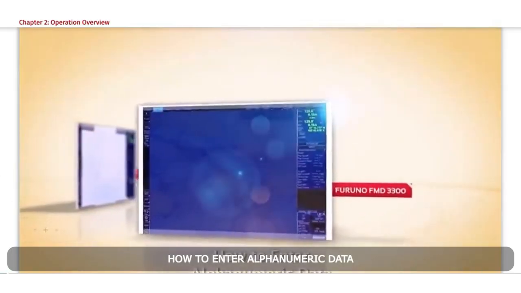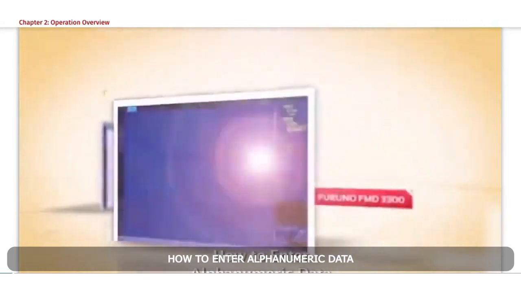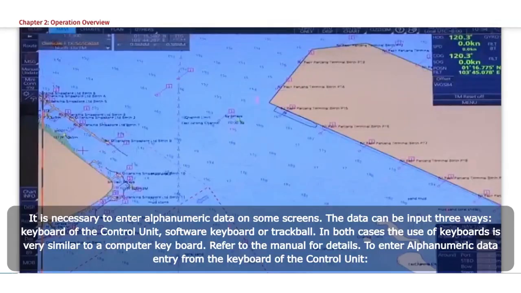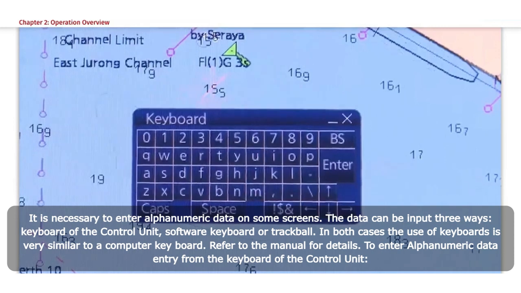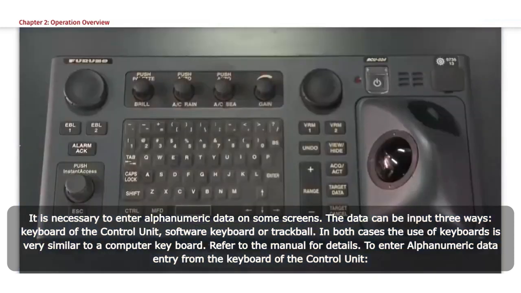How to enter alphanumeric data. It is necessary to enter alphanumeric data on some screens. The data can be input three ways: keyboard of the control unit, software keyboard, or trackball. In both cases, the use of keyboards is very similar to a computer keyboard. Refer to the manual for details.